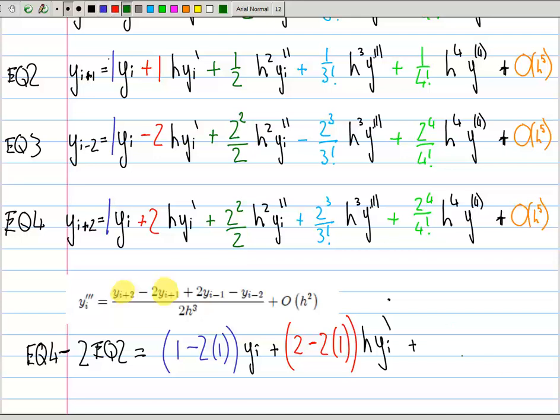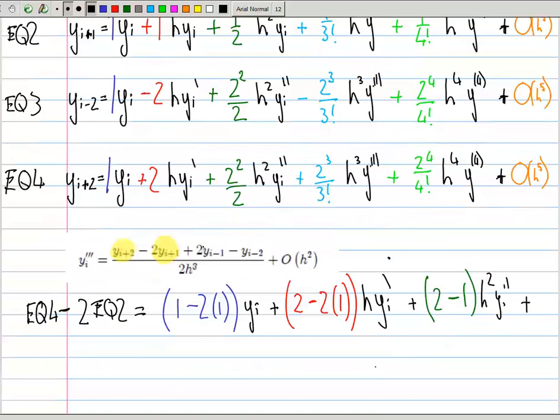So now we're going to look at our green term. Again, same thing, 2 to the 4, which is 4 over 2, which is 2, minus 2 times a half, which is 1, so 2 minus 1, multiplied by our constants, h squared y_i double prime. Plus, let's look at our next line.